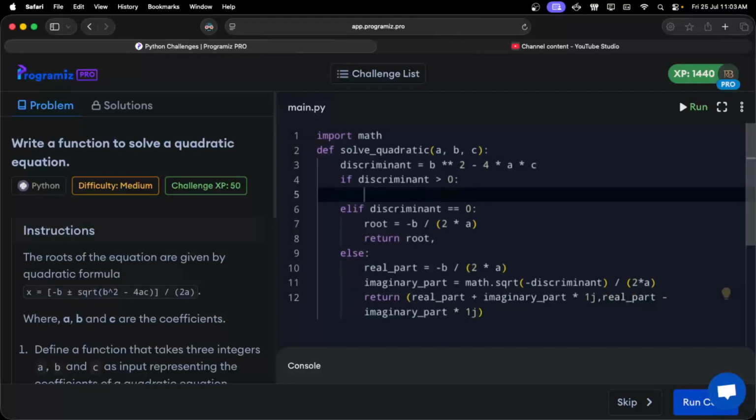Okay, so similar thing over here. If the discriminant is greater than 0, then it's easy, right? So the root part will be what?